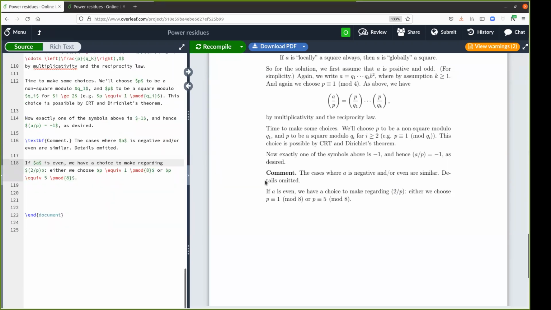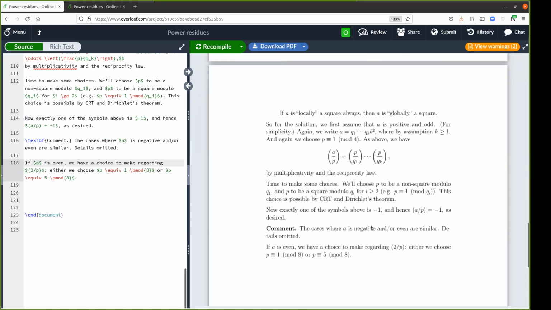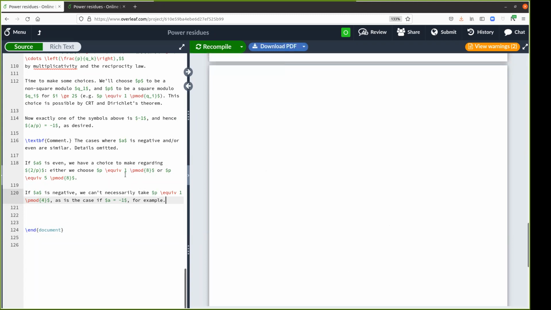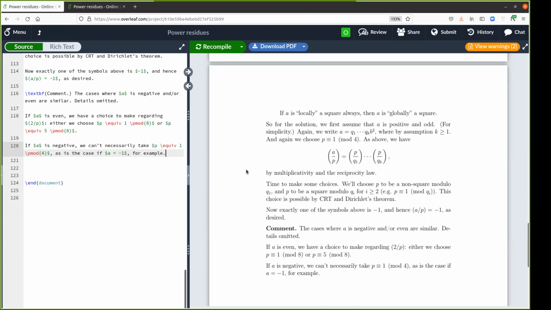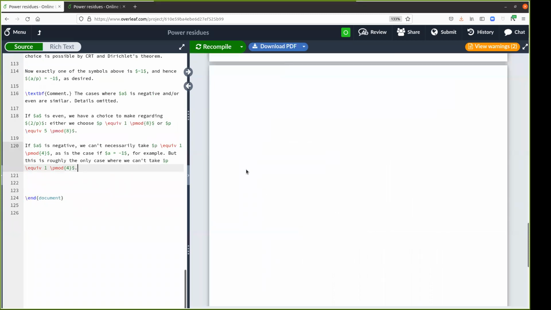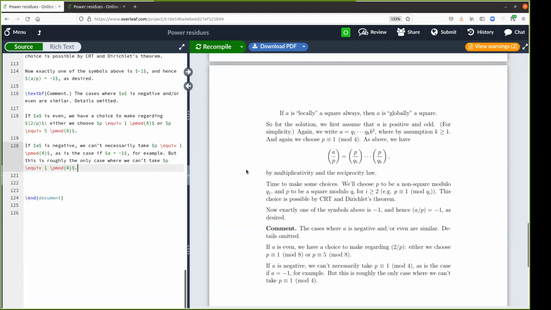So that's actually quite similar to the above. The case where A is negative is a bit more laborious because we can't necessarily take P equal to 1 modulo 4, say if a is equal to -1, for example. But this is basically the only case where we can't do this.